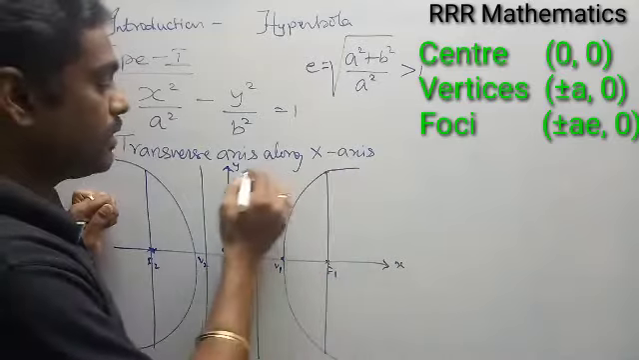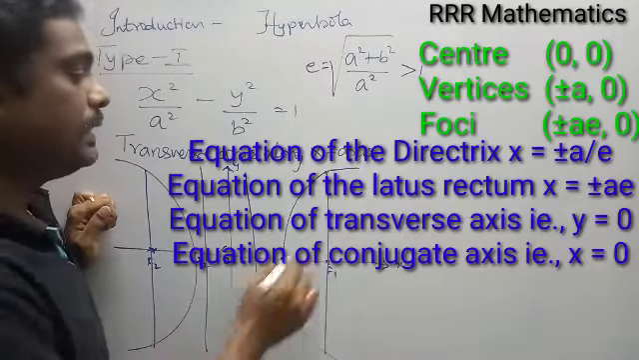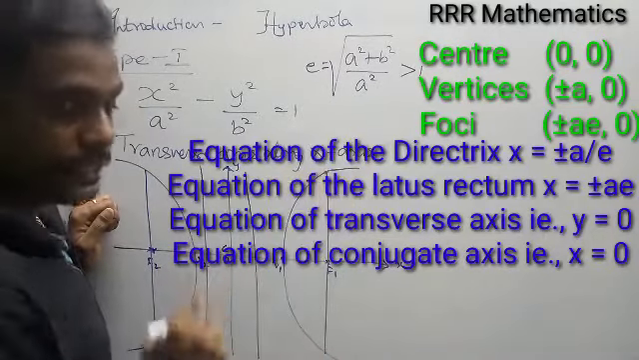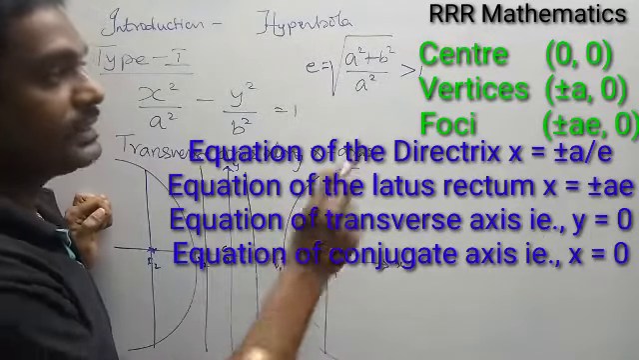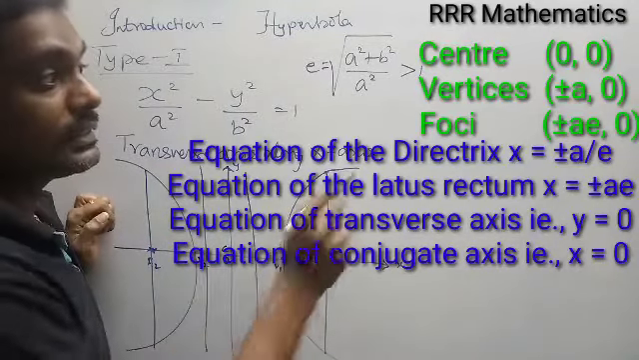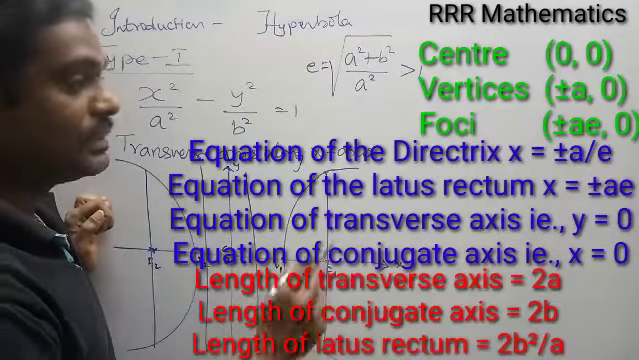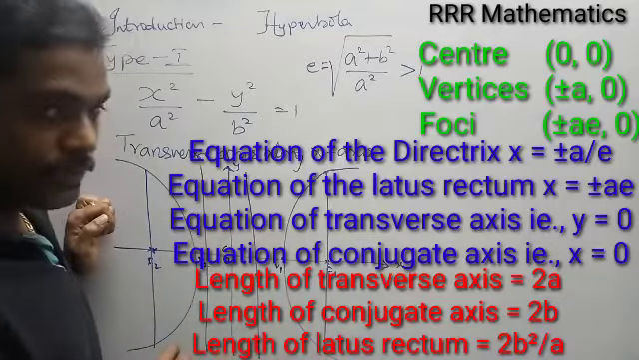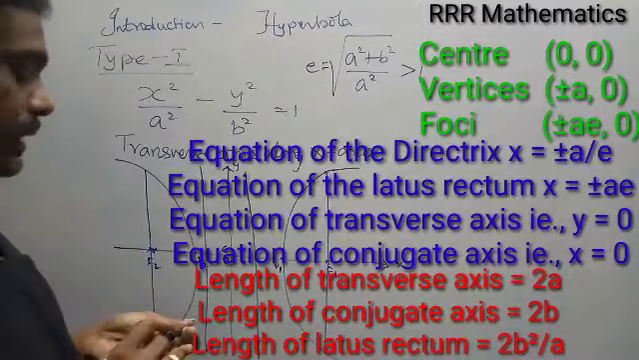Next, equation of directrix: x equal to plus or minus a by e. Equation of latus rectum: x equal to plus or minus ae. Equation of transverse axis: x-axis, that is y equal to 0. Equation of conjugate axis: y-axis, that is x equal to 0. Length of transverse axis 2a. Length of conjugate axis 2b. Length of latus rectum, which is calculated as 2b square by a.